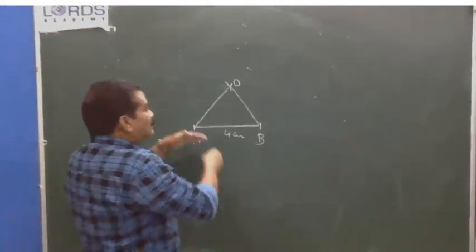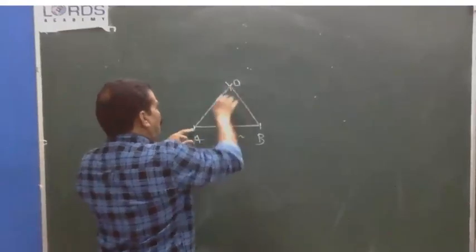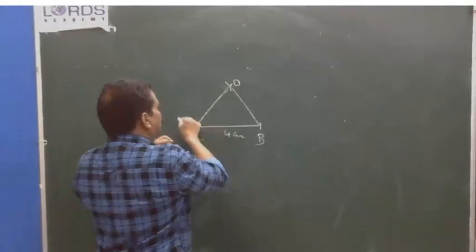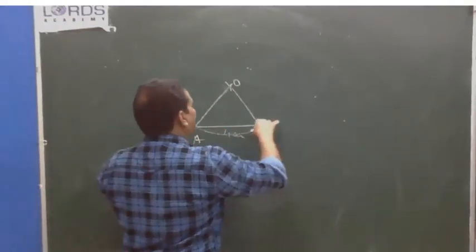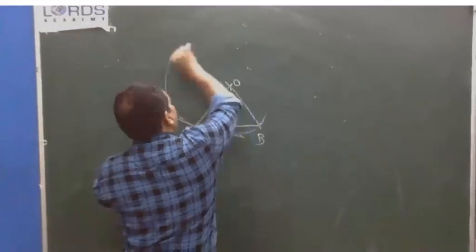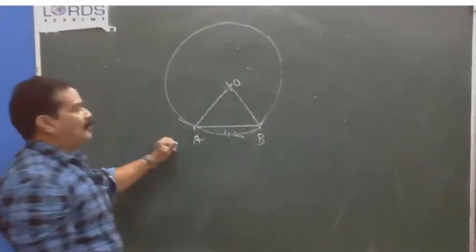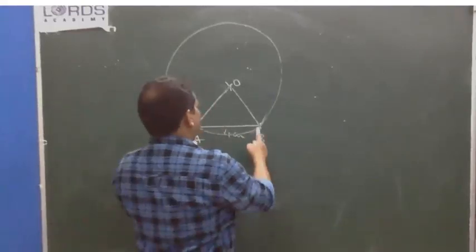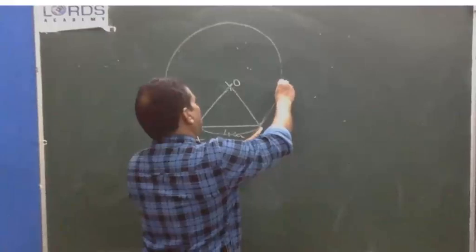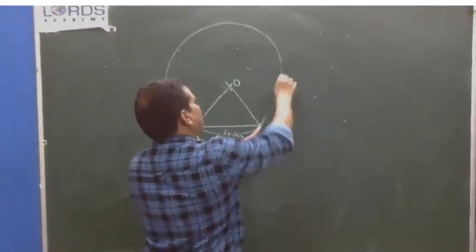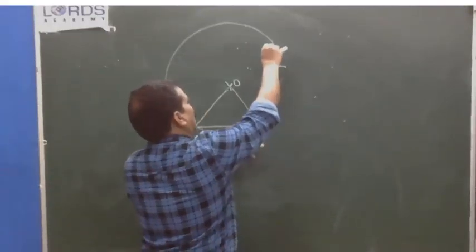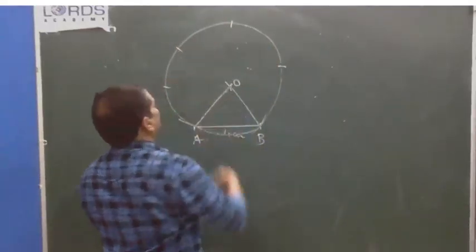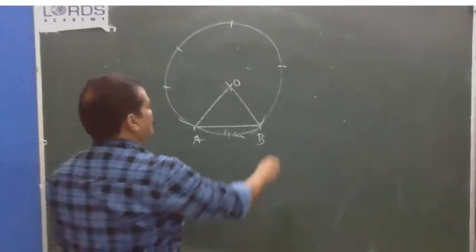Then you can draw the circle first. O is the center, OA is the radius. You draw a circle here. Like that you can draw. After that, with length AB 4 centimeter, again you cut from here. B is the center. Okay, 4, 4. Join it.